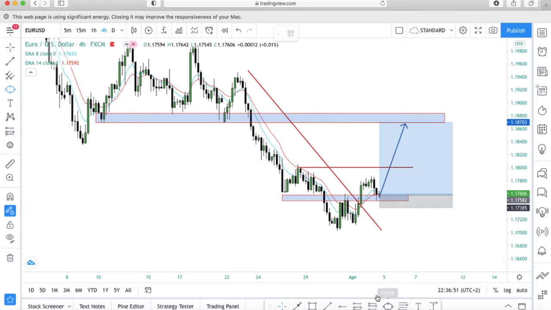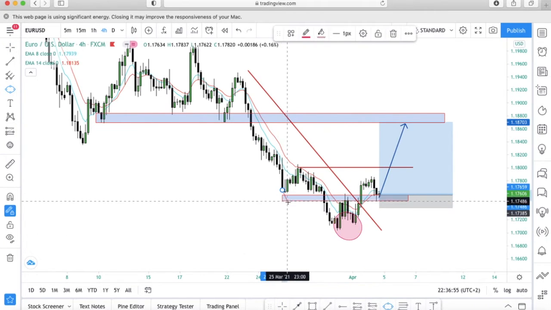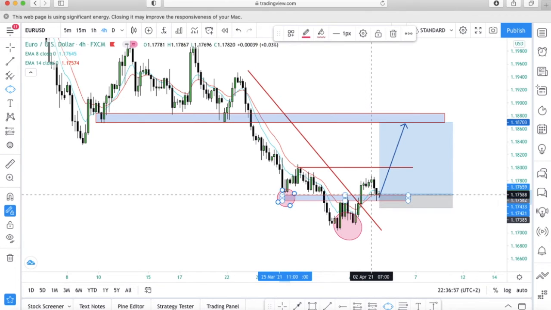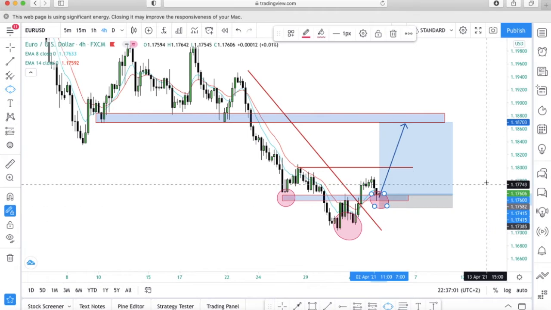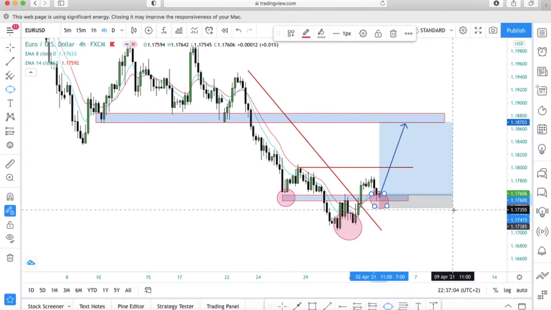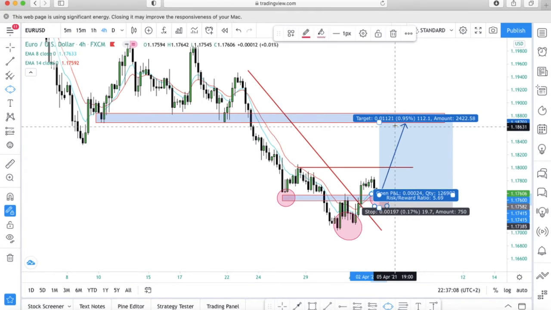This is something that you could also take into consideration, that price over here has created what's known as a head and shoulders pattern, or is rather busy creating a head and shoulders pattern, which is just another confluence that price could go up here.